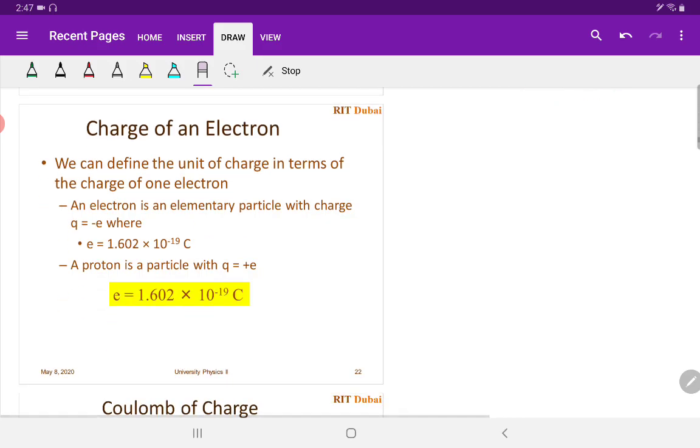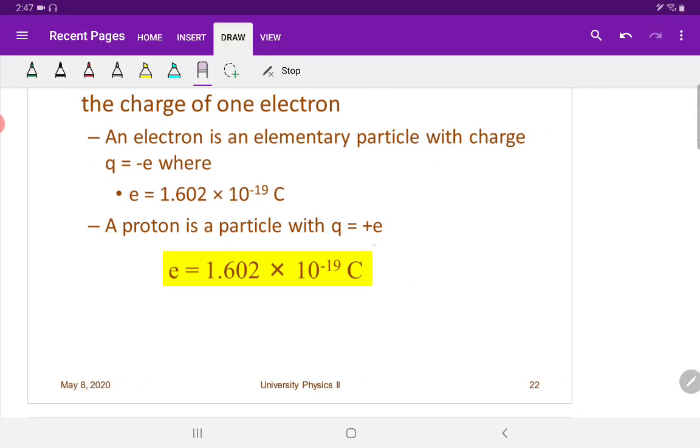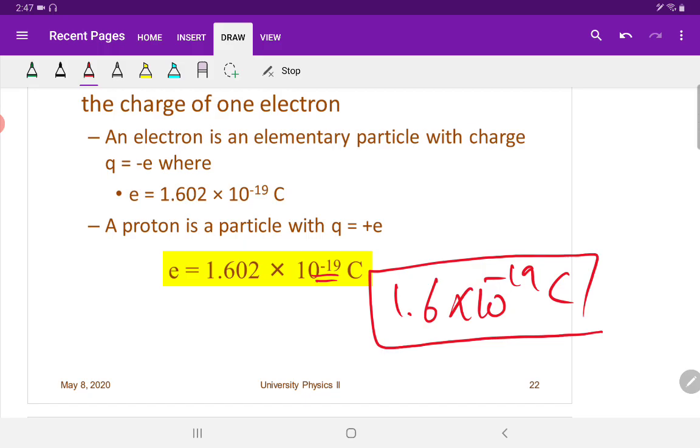Now, what is the magnitude of the electron charge? The magnitude of the electron charge, as we can see here, is 1.6 times 10 to the power minus 19 coulomb. We don't have to memorize this, but I'm sure at some point during the semester this will be in your mind, because we will use it a lot. That's what we call the magnitude of the charge of the electron.